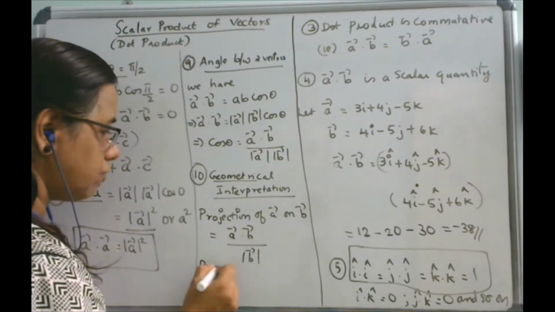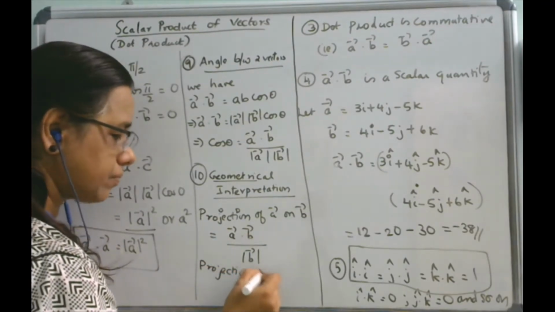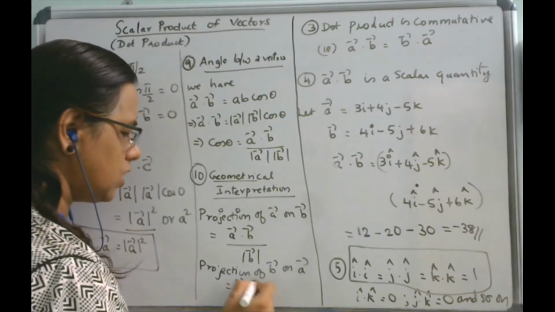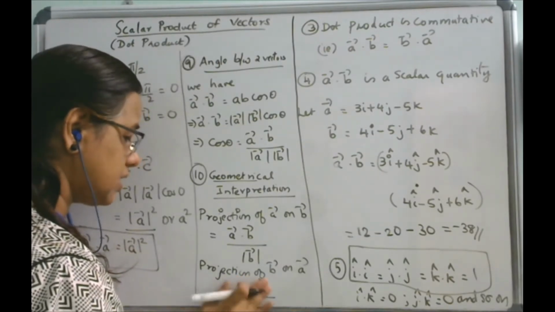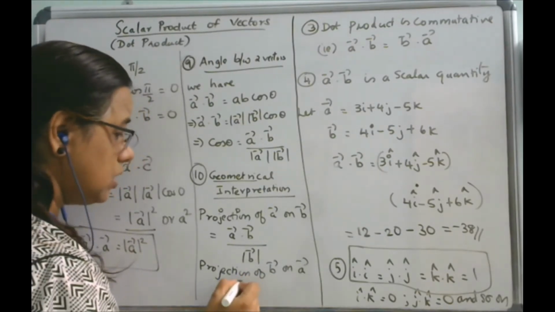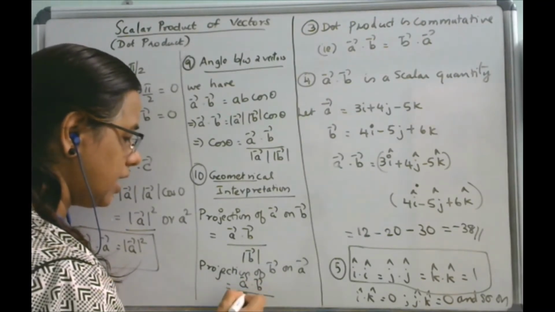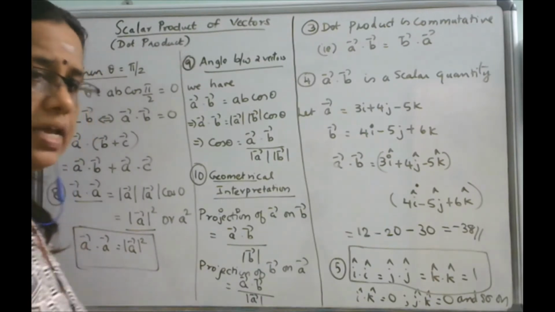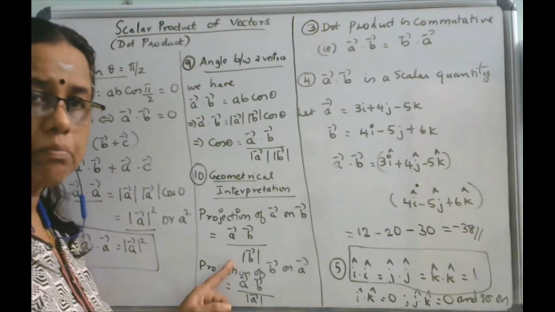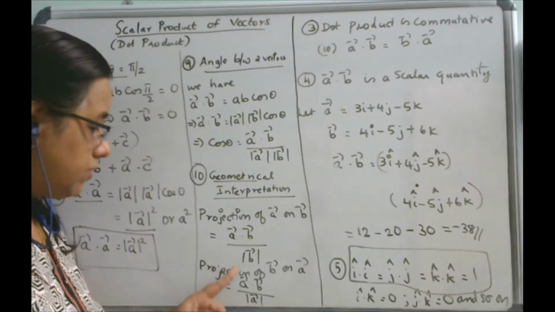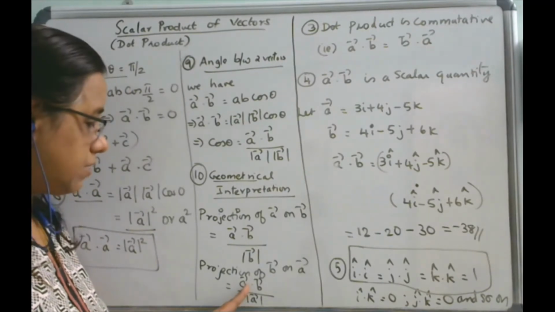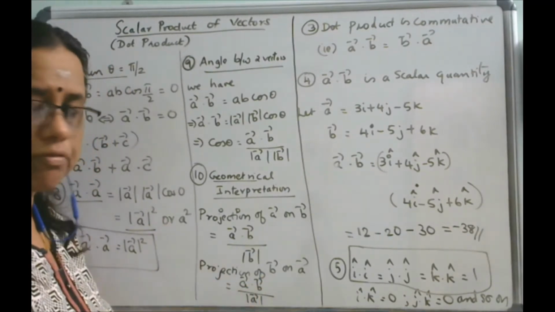Now projection of vector B on vector A. This will be equal to B dot A by modulus of vector A, which is the same numerator because A dot B and B dot A are the same. So you can write it as A dot B by modulus of vector A. So when it is A on B, it is A dot B by modulus of vector B. When it is B on A, again the numerator is the same. It will be A dot B by modulus of vector A.